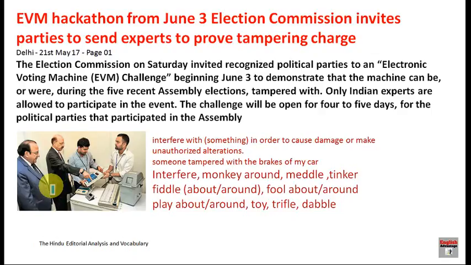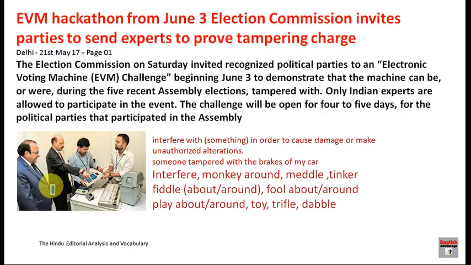The Election Commission on Saturday invited recognized political parties to an electronic voting machine challenge beginning June 3 to demonstrate that the machine can be or was, during the 5 recent assembly elections, tampered with. So the political parties said that the machines were tampered with and there was dishonesty involved in the elections. That is why the Election Commission is conducting this hackathon. Only Indian experts are allowed to participate in the event. The challenge will be open for 4 to 5 days for the political parties that participated in the assembly elections.